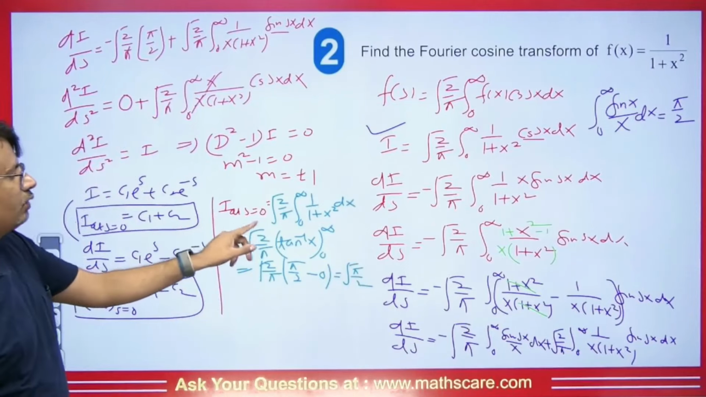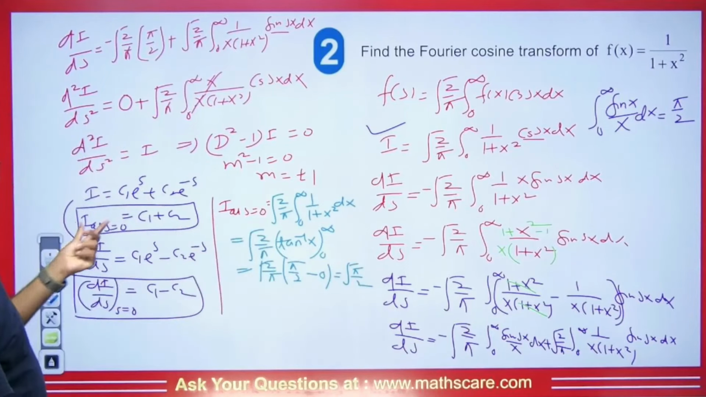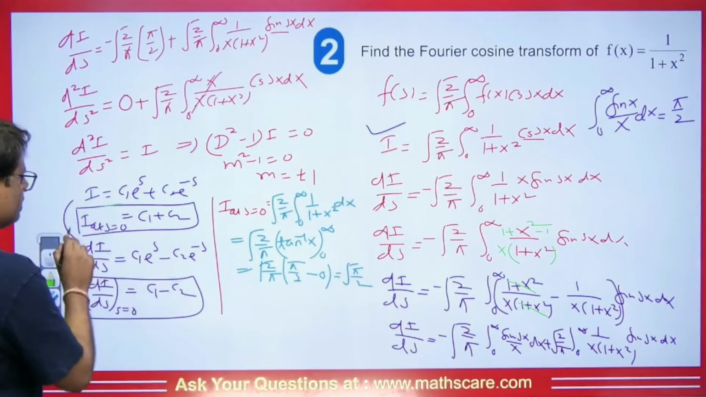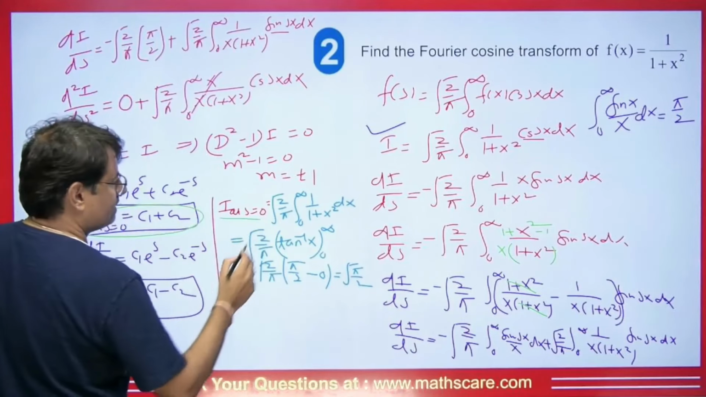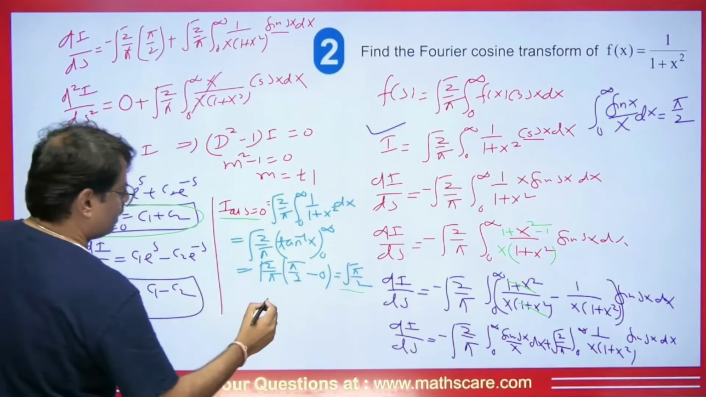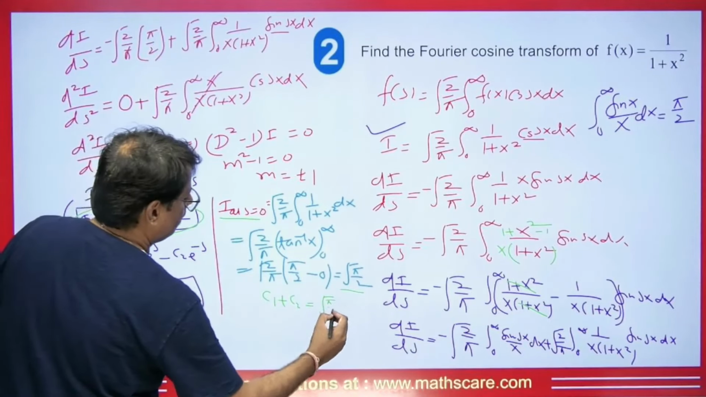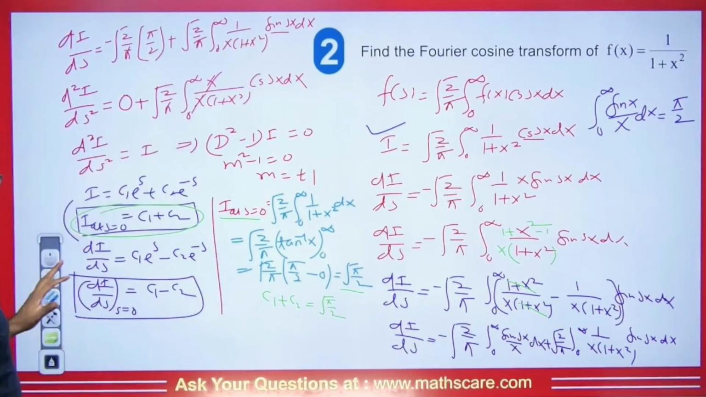So we get the value of I at s is equal to 0. Combining both these results, we will get C1 plus C2 is equal to root pi by 2. We will have this equation that will be formed.